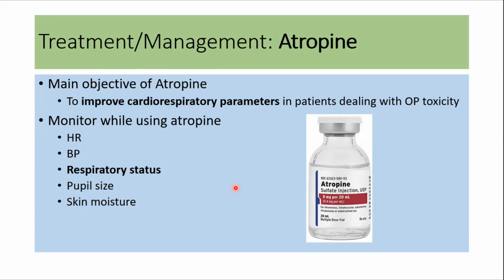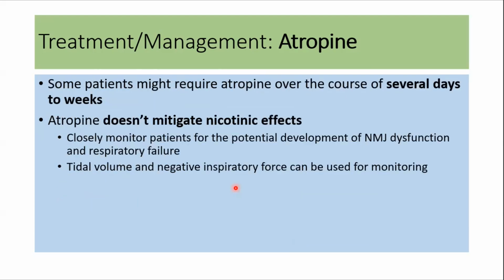While using atropine, patients should be monitored for heart rate, blood pressure, respiratory status, pupil size, and skin moisture. Some patients might require atropine over the course of several days to a week, and atropine doesn't mitigate the nicotinic effects. So patients should be closely monitored for the development of neuromuscular junction dysfunction or respiratory failure.